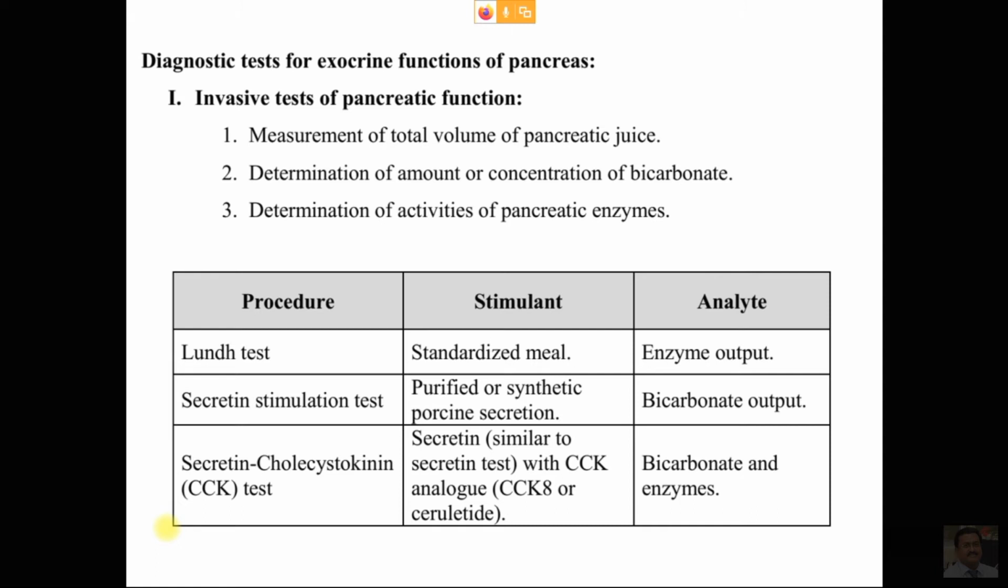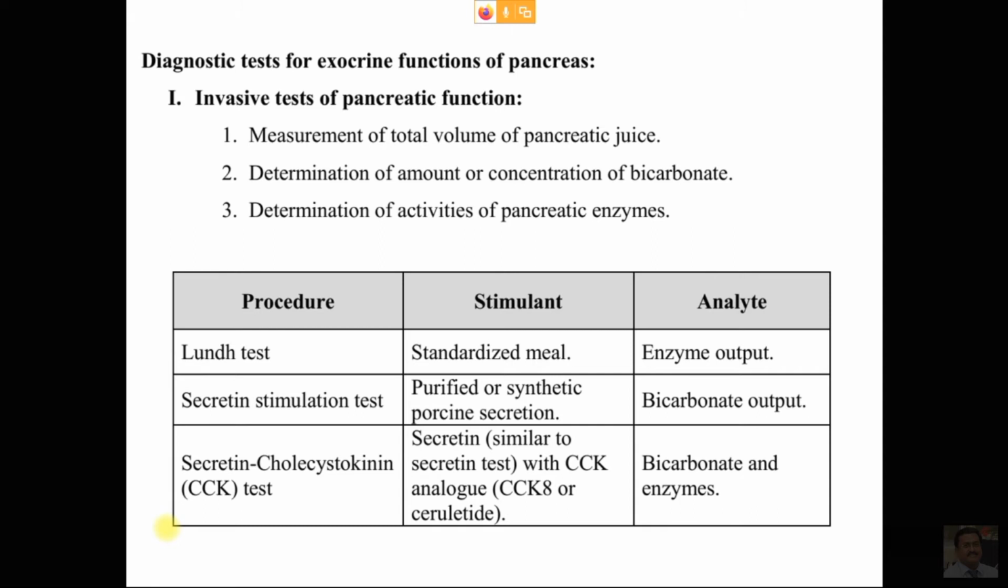The first one is measurement of the total volume of pancreatic juice. The second one is the determination of the concentration of bicarbonate: how much bicarbonate is present in the pancreatic juice secretion. For example, if the pancreatic juice is more diluted and the bicarbonate ions are very few, what will happen? The stomach is producing acid, and when it comes to the duodenum, this has to be neutralized by the bicarbonate ions. If the bicarbonate concentration is less, the acid cannot be neutralized by the bicarbonate ion. That leads to a more acidic pH in the small intestine, and also increases the possibility of ulceration in the small intestine and duodenal ulcer.